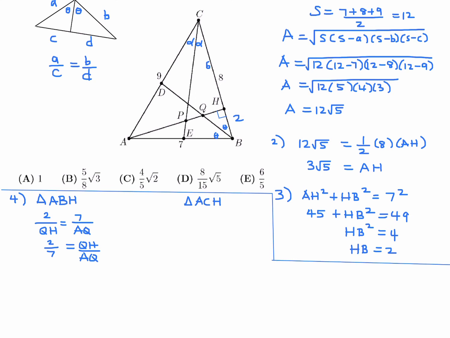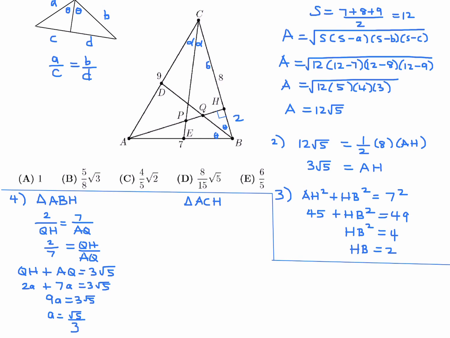And also we know that QH plus AQ is equal to AH, right? QH plus AQ is equal to that entire distance AH, and AH we just figured out was 3 root 5. So since these are in the ratio 2 to 7, I can put 2a plus 7a is equal to 3 root 5, like that. And therefore 9a is equal to 3 root 5, and therefore a is equal to root 5 over 3.